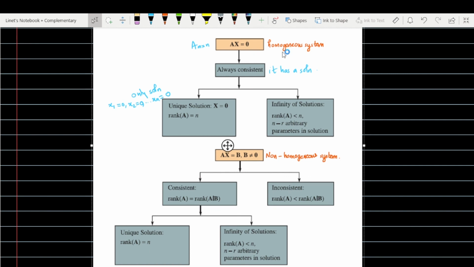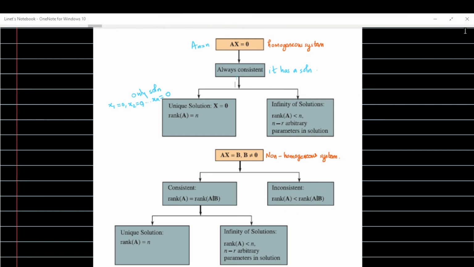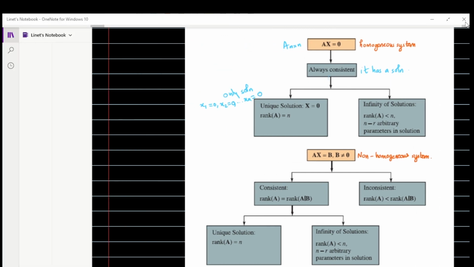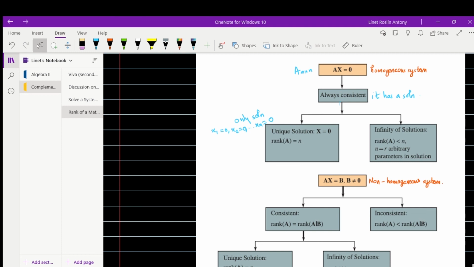So a homogeneous system is always consistent. In a non-homogeneous system, there are possibilities of consistency and inconsistency, and the consistent part is divided into two. You can see that below the consistency the cases for homogeneous and non-homogeneous are the same. So in order to study them thoroughly, you can associate them together and understand that in a non-homogeneous system there are possibilities for inconsistency. That's all we have to keep in mind about the rank of a matrix.